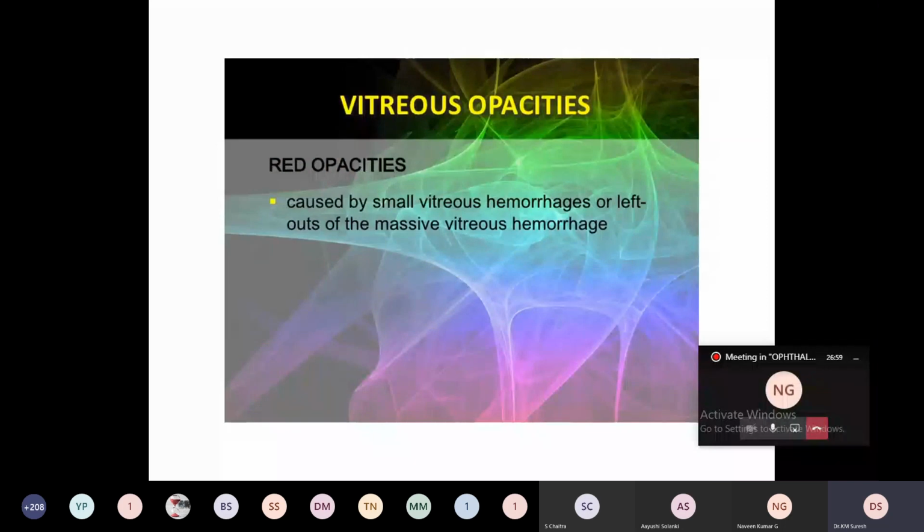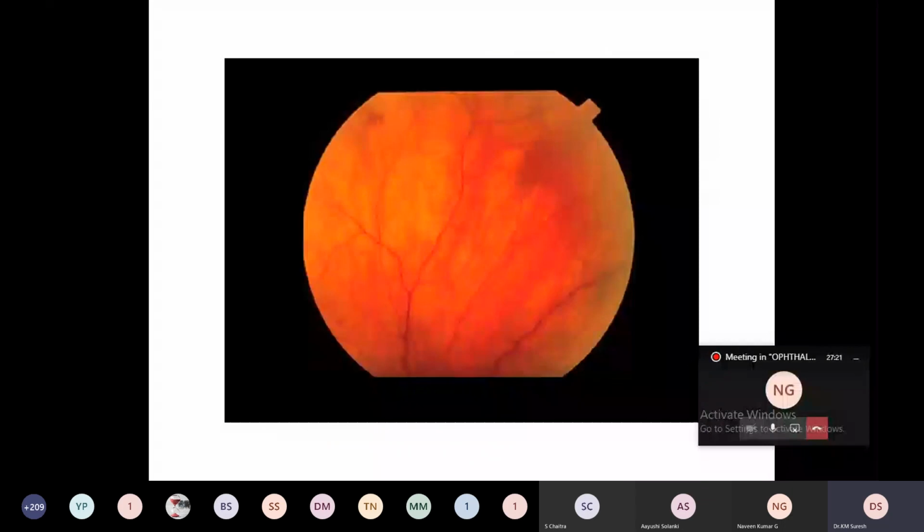Sometimes the red blood cells can also cause opacities in the vitreous. It is caused by small vitreous hemorrhages or left out of the massive vitreous hemorrhage when it gets resolved or gets absorbed. In such cases also you can see some red opacities in the vitreous. This is a picture which shows red opacities in the vitreous gel.